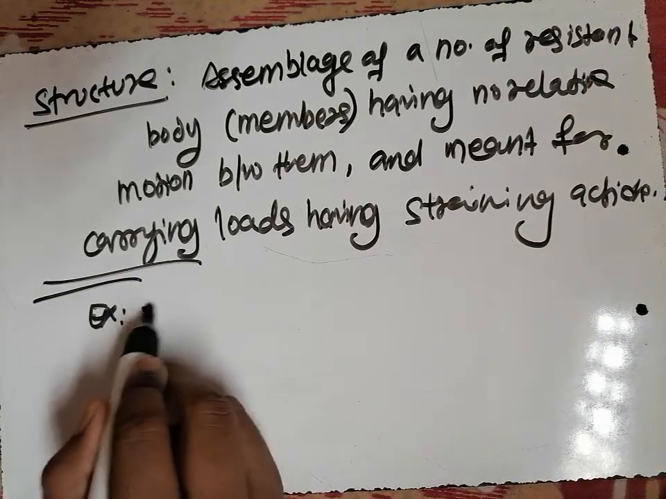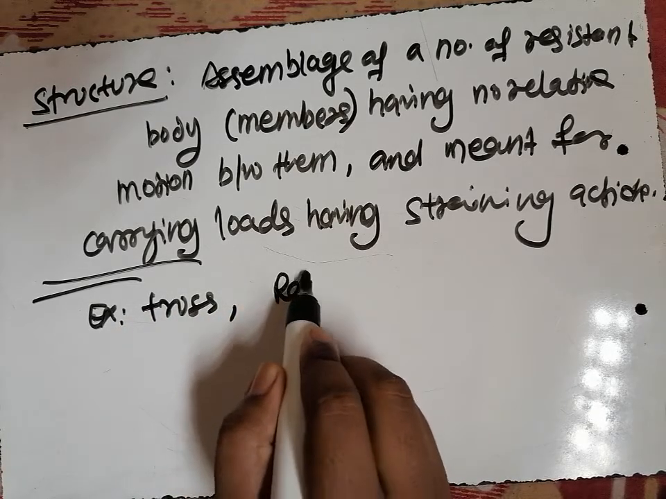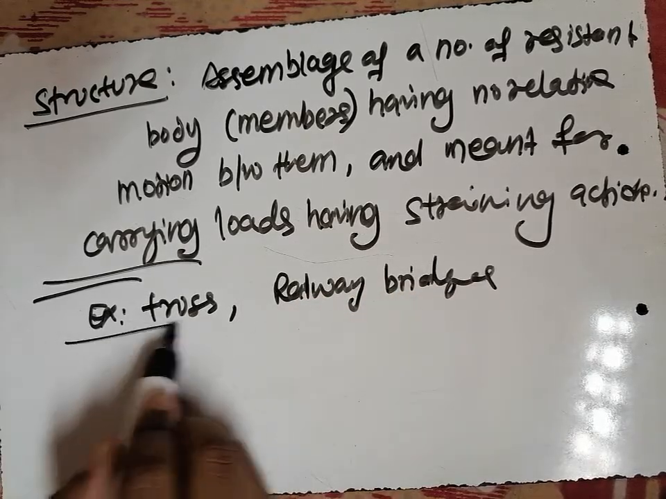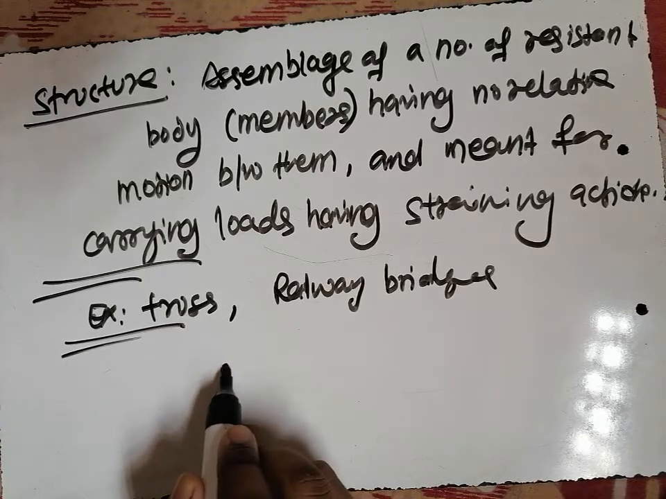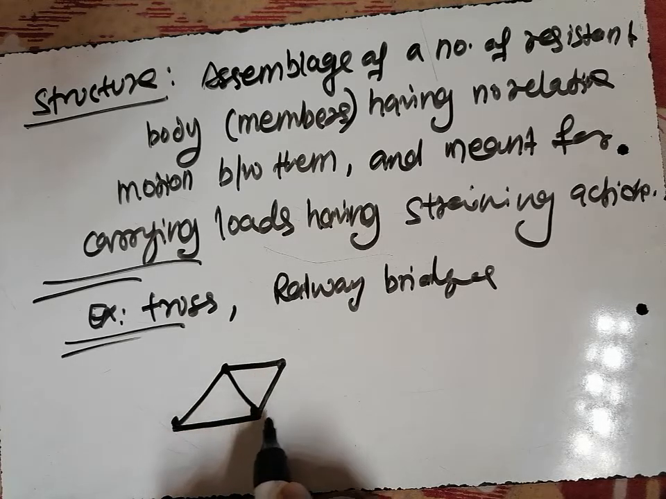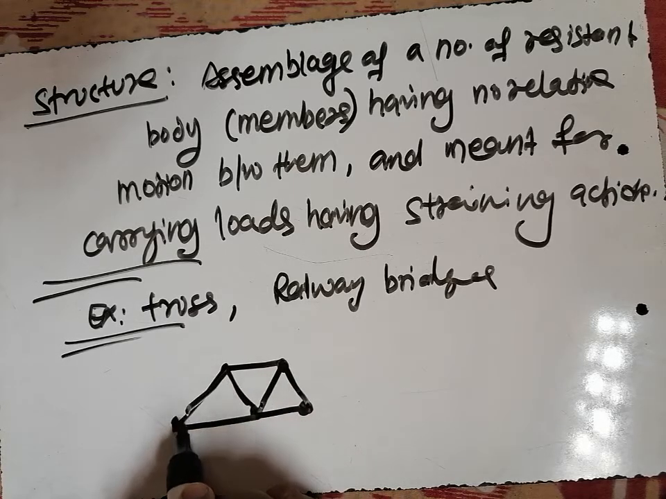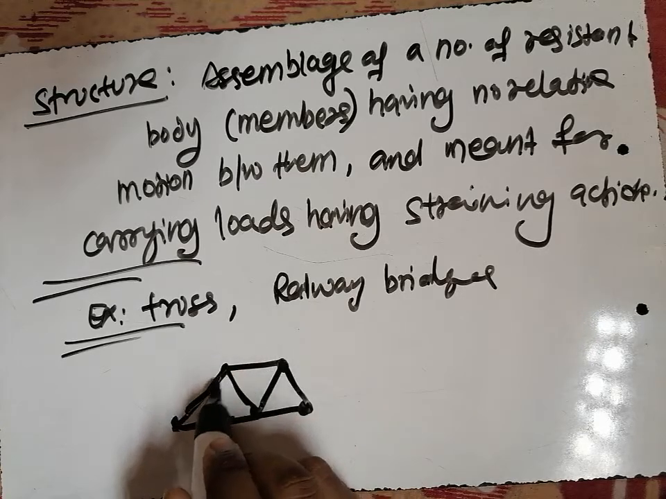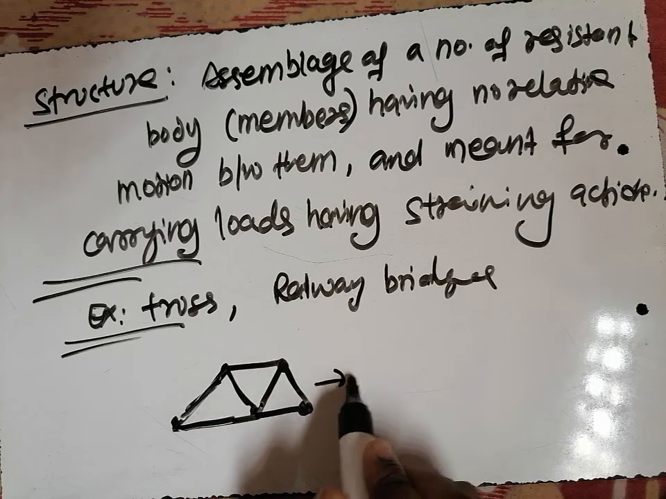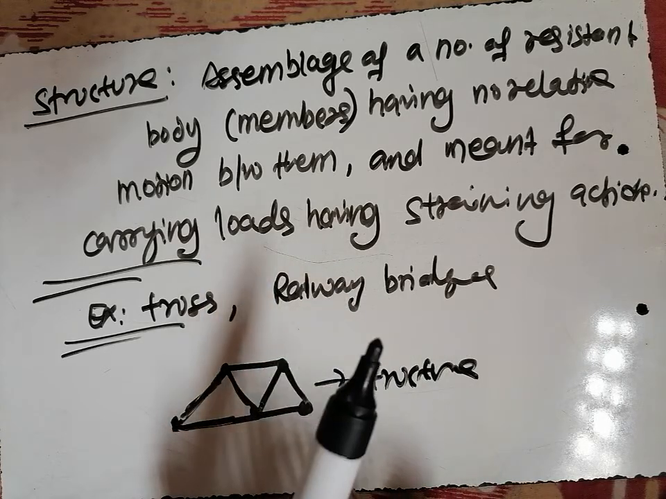Example, we can say a truss or railway bridges. A truss is this kind of arrangement. Here we can say that there are many links, but no relative motion is taking place between any link. So it is called a structure. In structure, no relative motion takes place between any link.